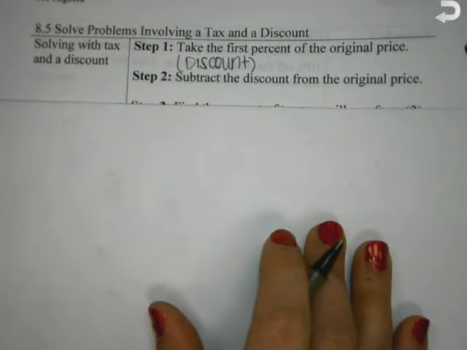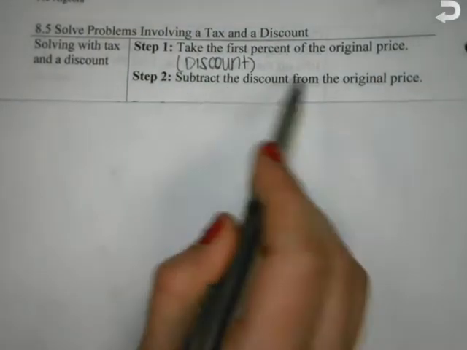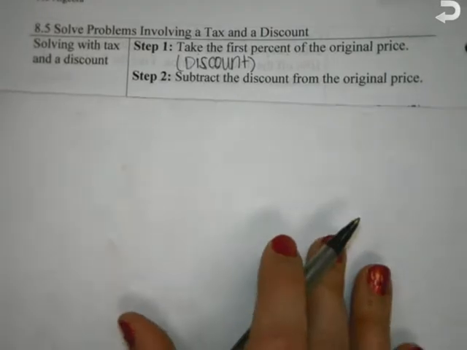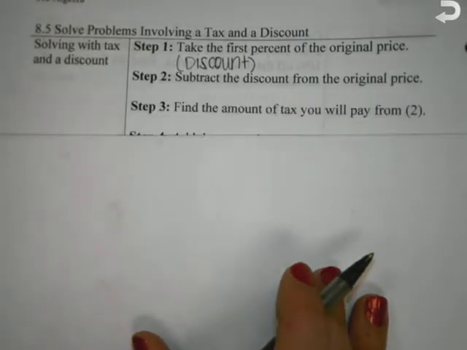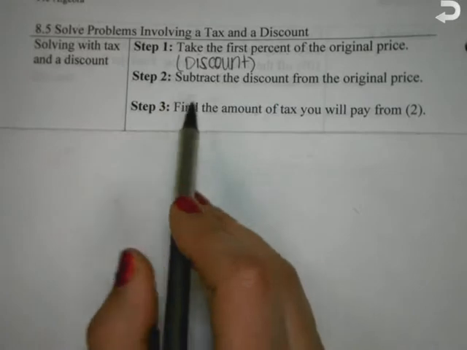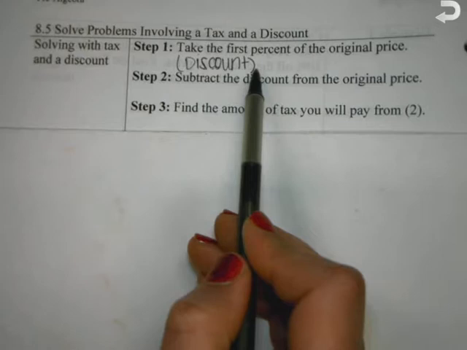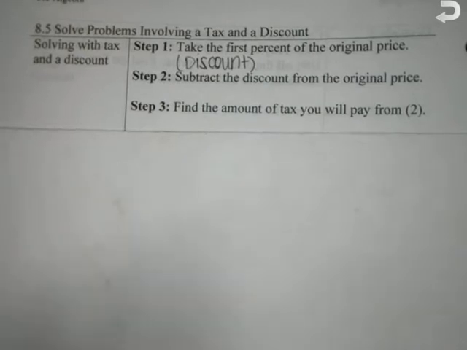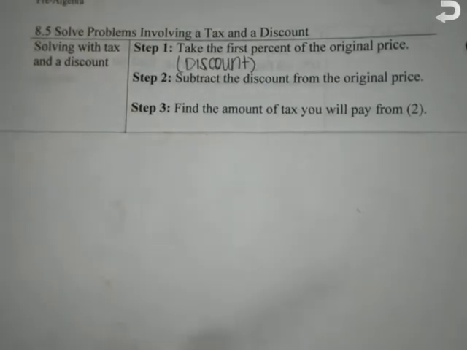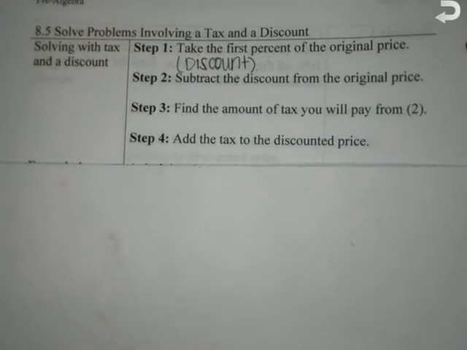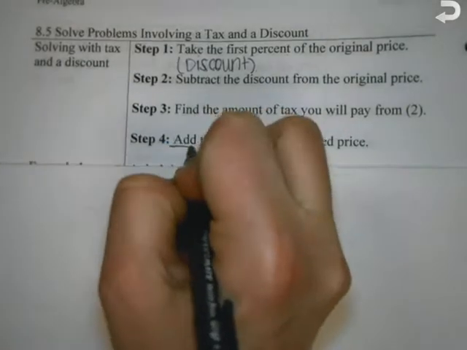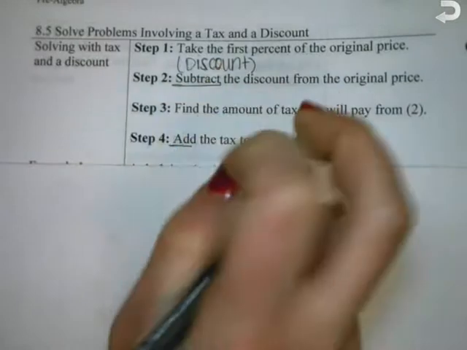Step 2, we subtract the discount from the original price, so we get our sale price. Step 3, we find the amount of tax you're going to pay after we subtract the discount, because we don't pay tax until after they take off the discount. And then step 4, we're going to add the tax. So we subtract our discount and we add the tax.